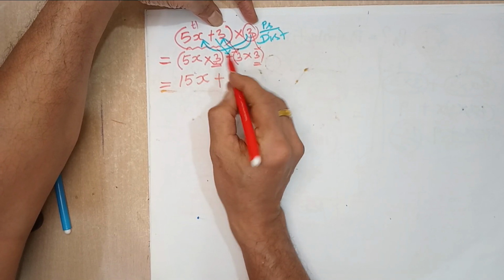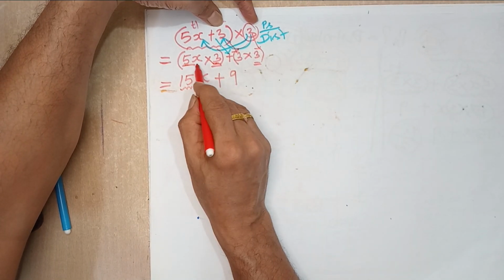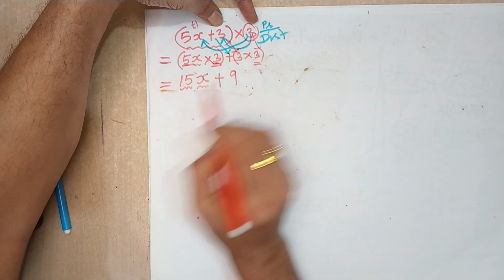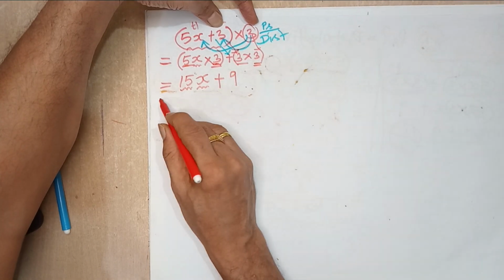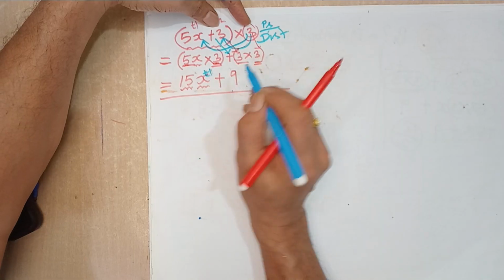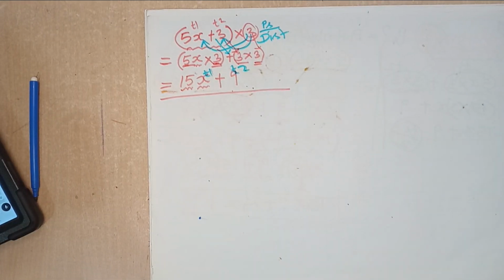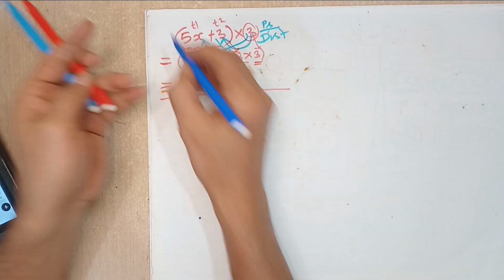So finally, 5 into 3 will become 15 and there is only one x. 3 into 3 is 9. So how many terms finally do we have? We have finally two terms, term 1, term 2.